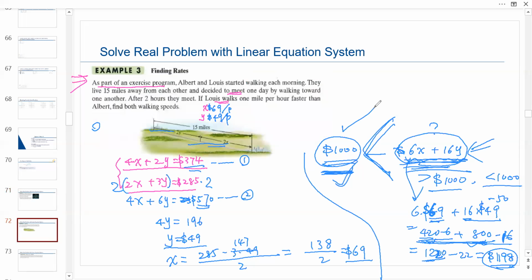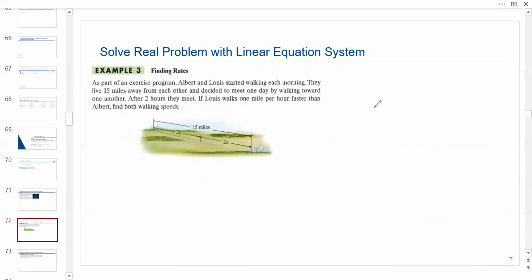All right, let's see this second one, a little bit easier one. Find rates. Let's see what the question is first. As part of an exercise program, Albert and Louis start walking each morning. They live 15 miles apart. So one lives here, one lives here. The distance here is 15 miles.